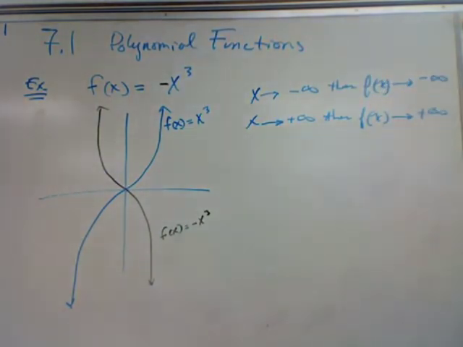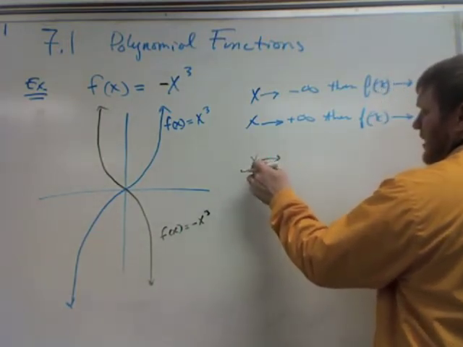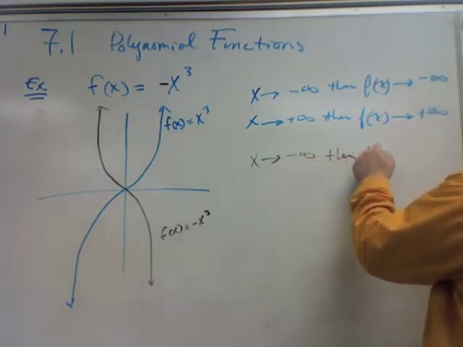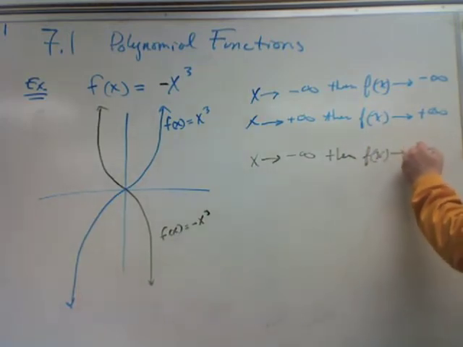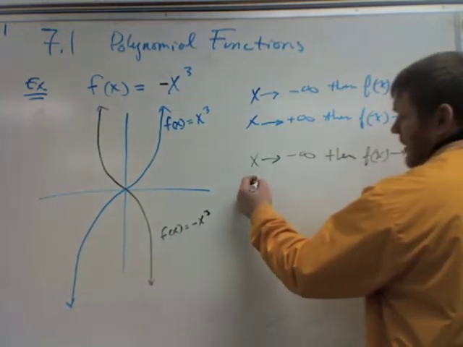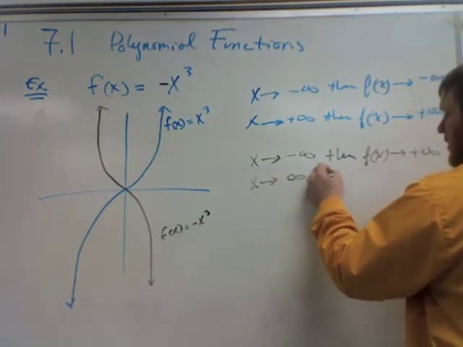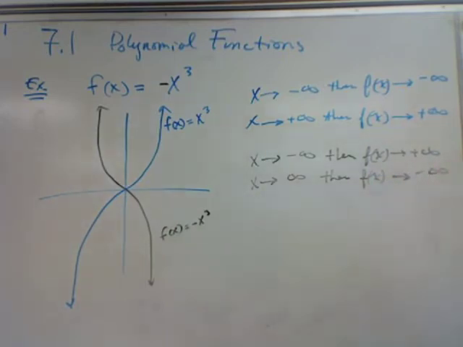Alright, and then we'd have to do a little more thinking here. As x approaches negative infinity first, what is f of x doing? Going up, positive infinity. Vice versa, if x approaches positive infinity, then f of x is approaching negative infinity. Okay? There's your cubic function.